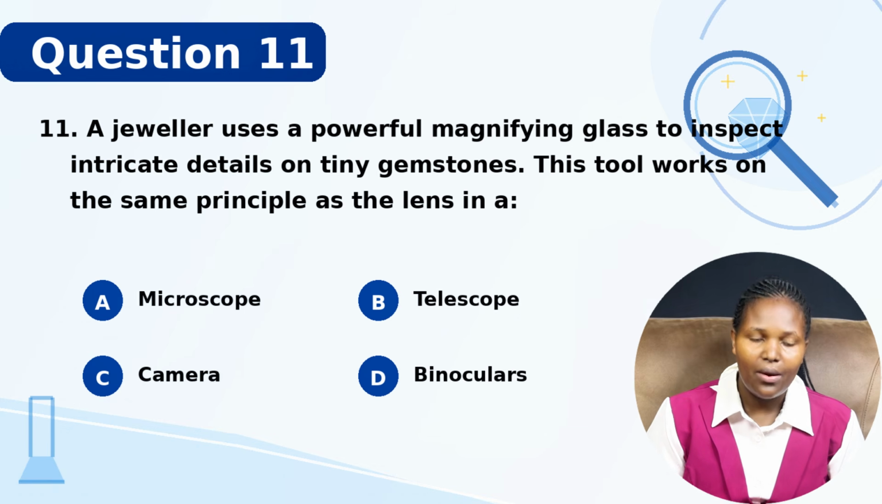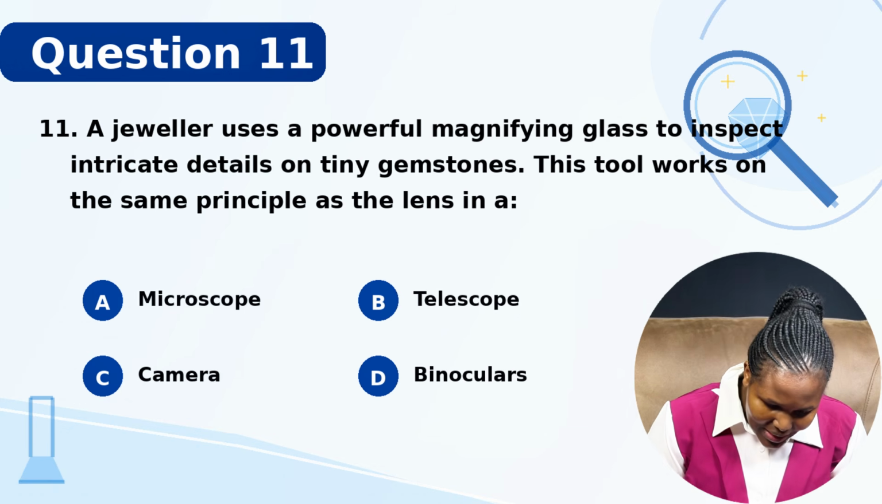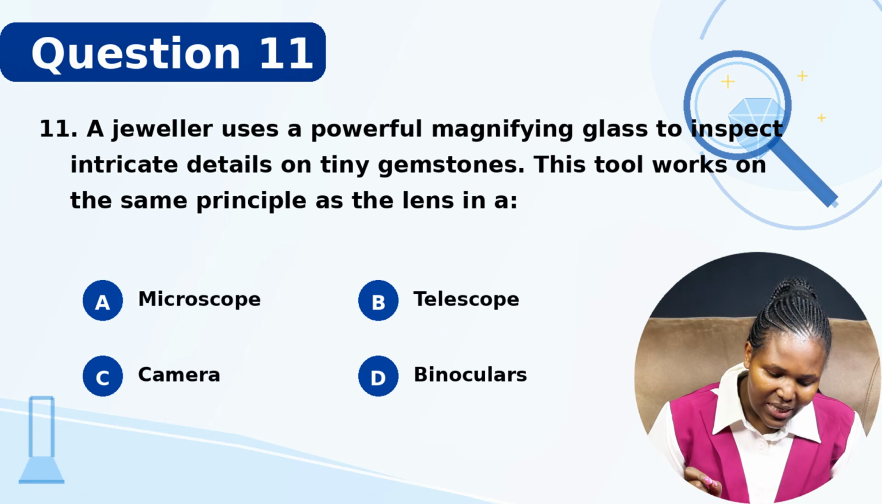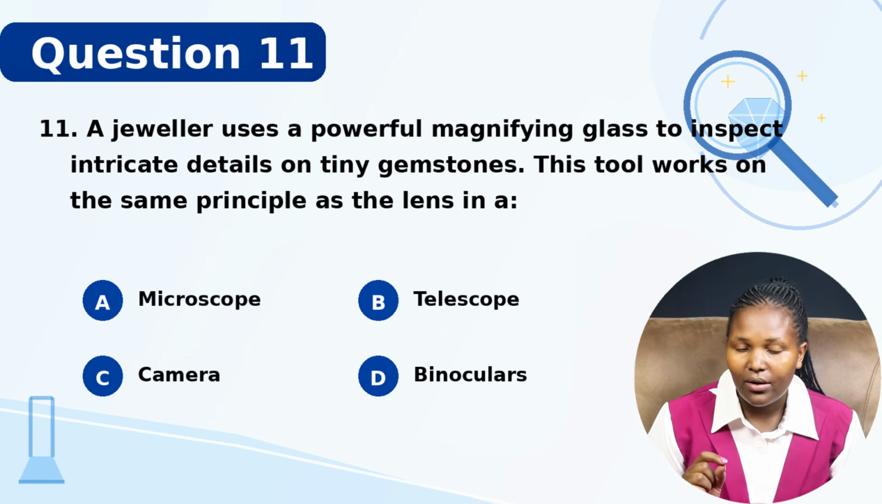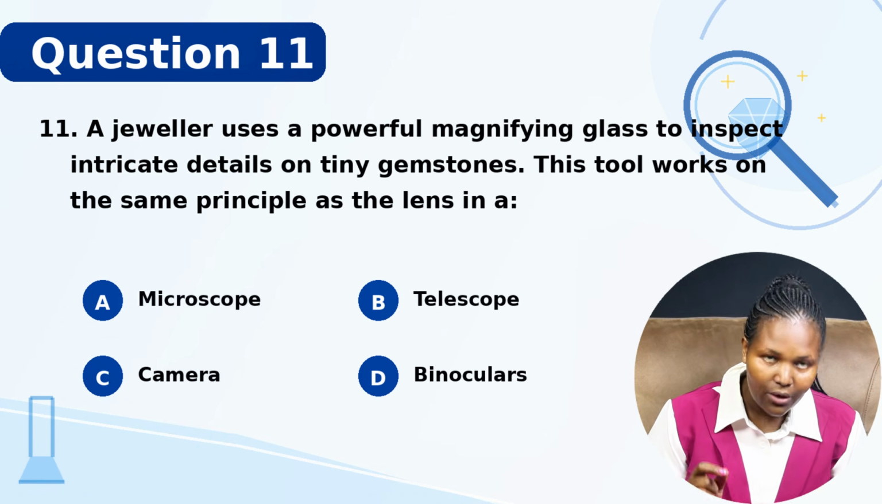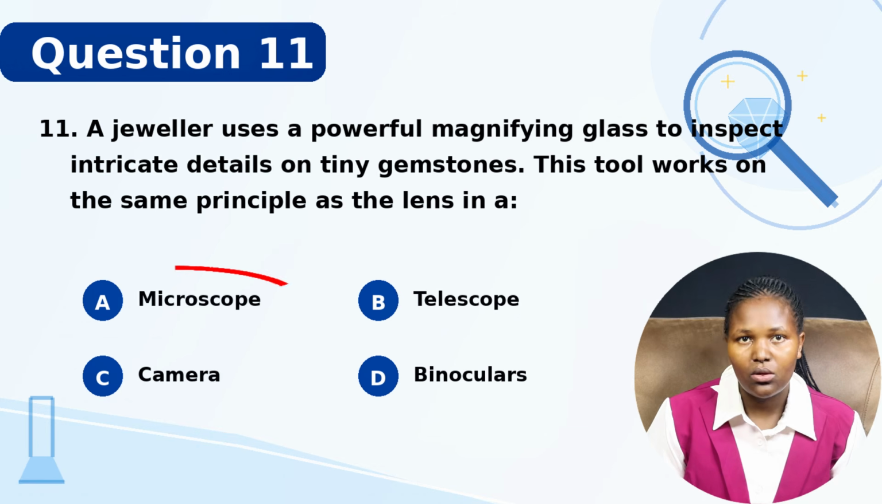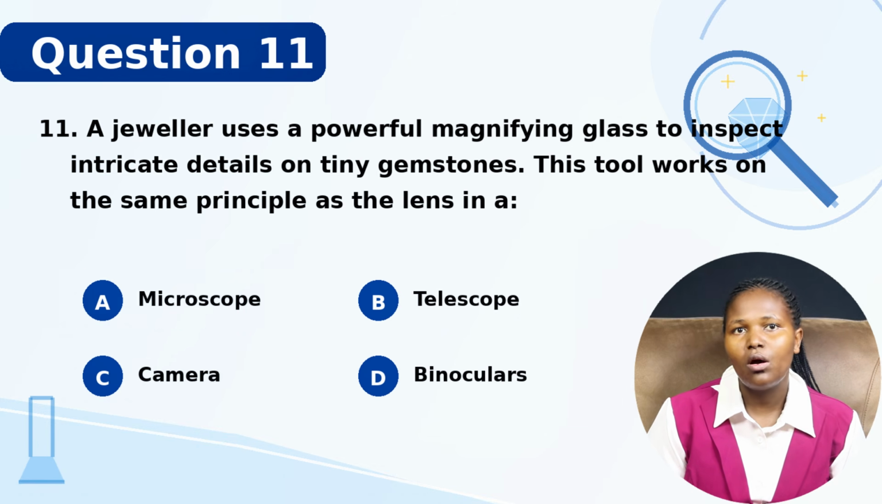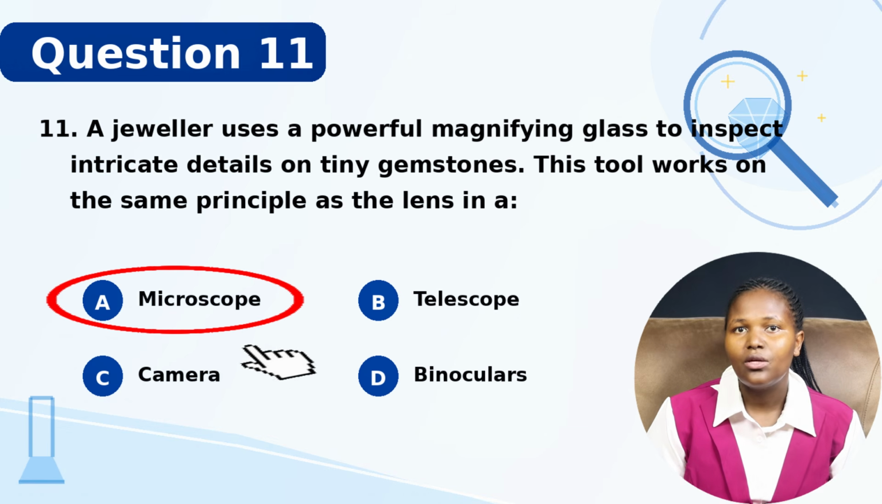One thing I want us to understand is that this jeweler is using a magnifying glass to inspect intricate details of tiny gemstones. So the gemstones are very tiny. First of all, they are tiny and they want to inspect intricate details. If you want to look at the details and the object that you have is already tiny, here you have to use a microscope. Why? Because a magnifying glass and a simple microscope both use a convex lens to enlarge nearby objects, you see?